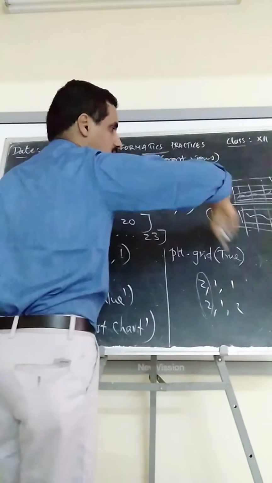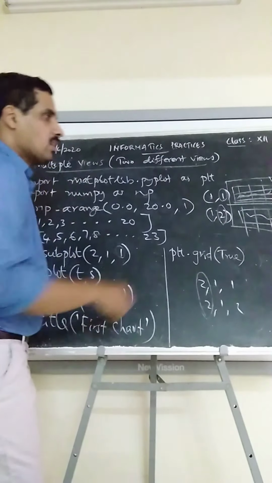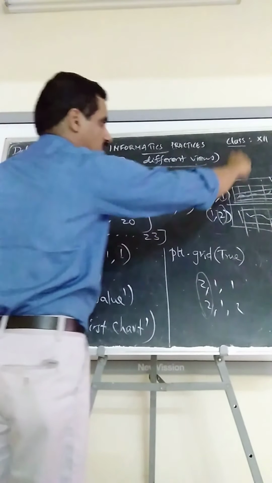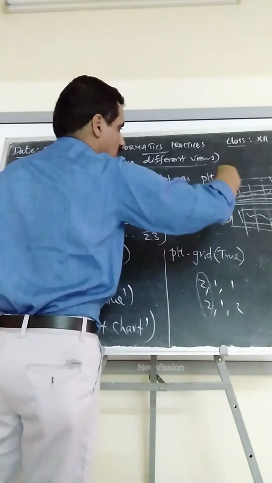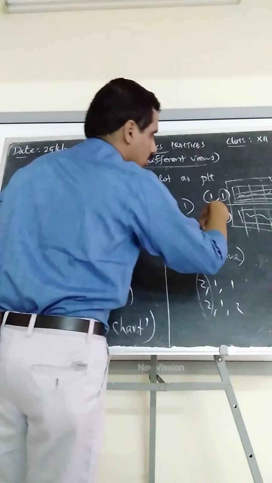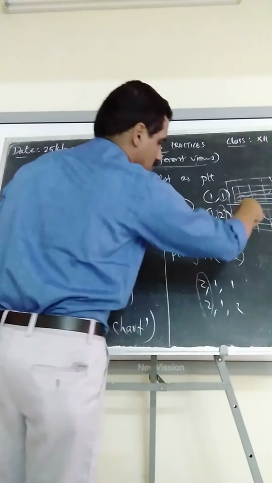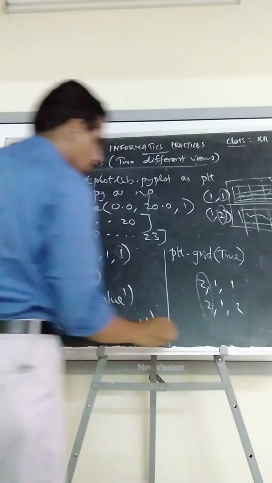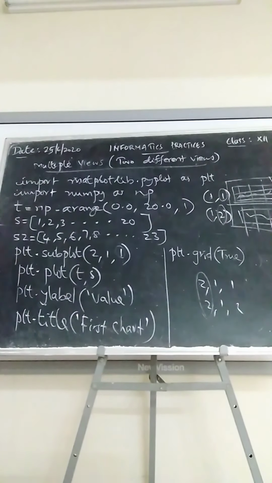Column means vertical, row means horizontal. First element in the first column, that is this first element, or the first chart in the first column. And this is first column, second chart. Total 2. So now we will continue the coding.